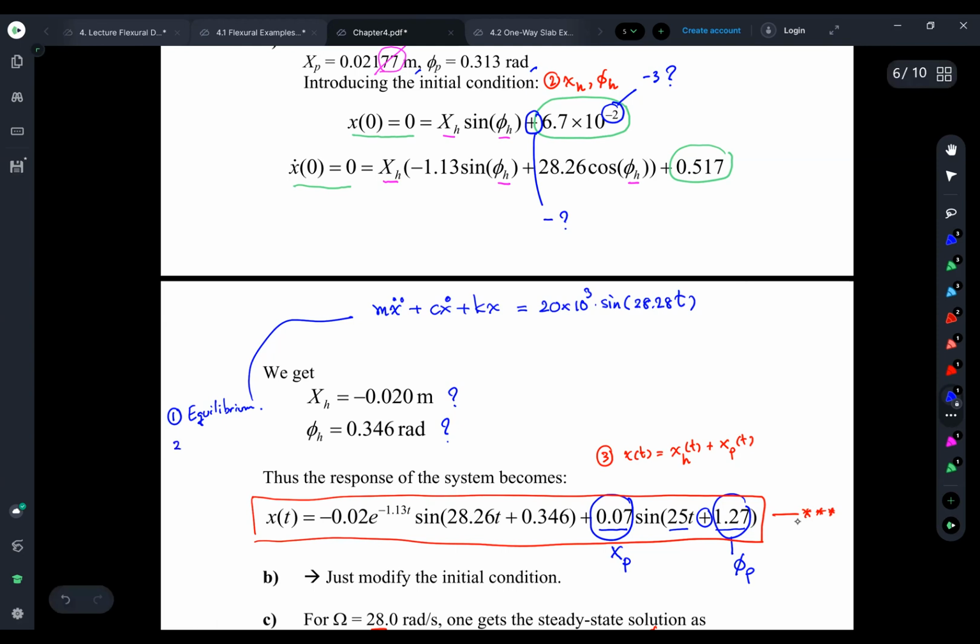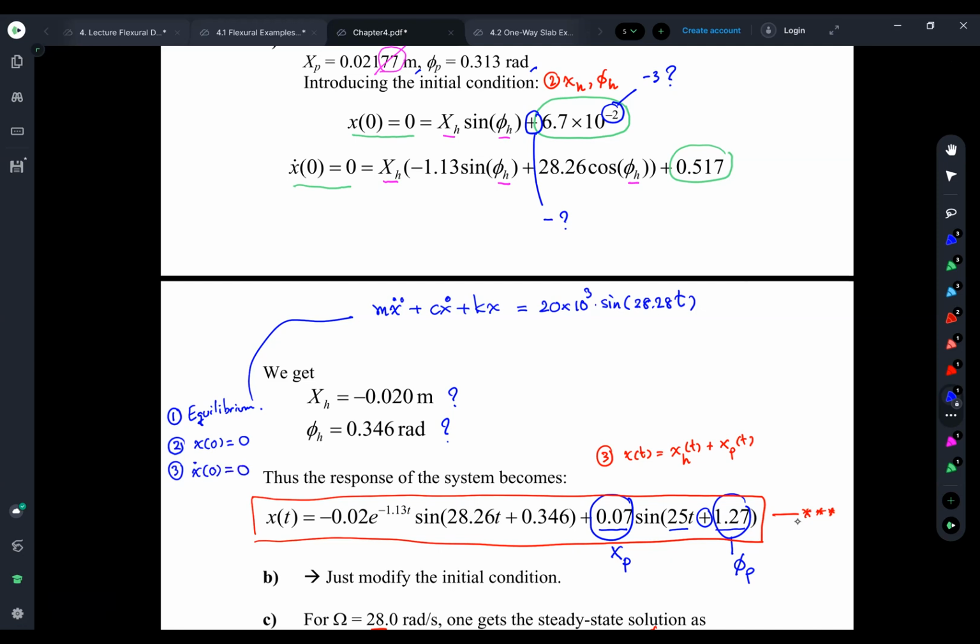The second is that I have to satisfy the initial conditions. And my initial condition contains this. First, the displacement at time 0 is 0.